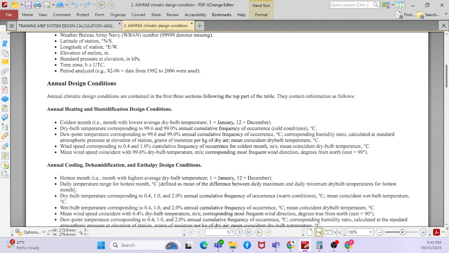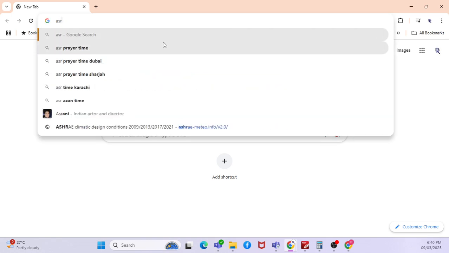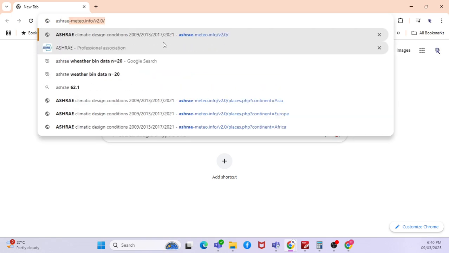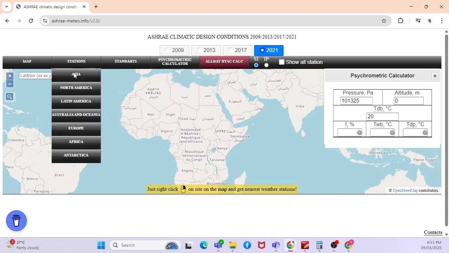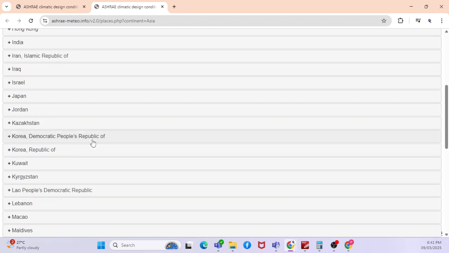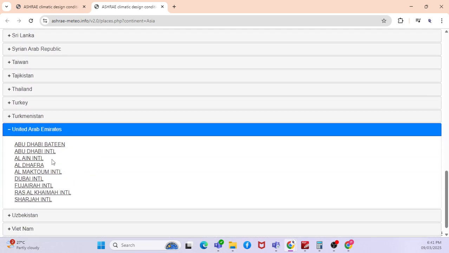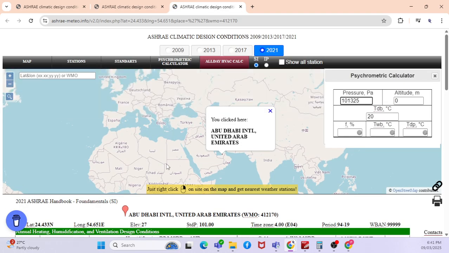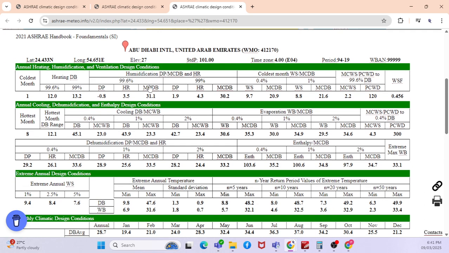Let me open one of the websites. If you go to one of the websites, you can enter ASHRAE climatic conditions, right? If you go inside, you can see the ASHRAE climatic design conditions. For example, I'm in Asia, and I will go to United Arab Emirates. Then assume that I'm going to Abu Dhabi International. Here, if you see the ASHRAE guideline, the ASHRAE handbook, what they are saying is what the weather properties are, right?